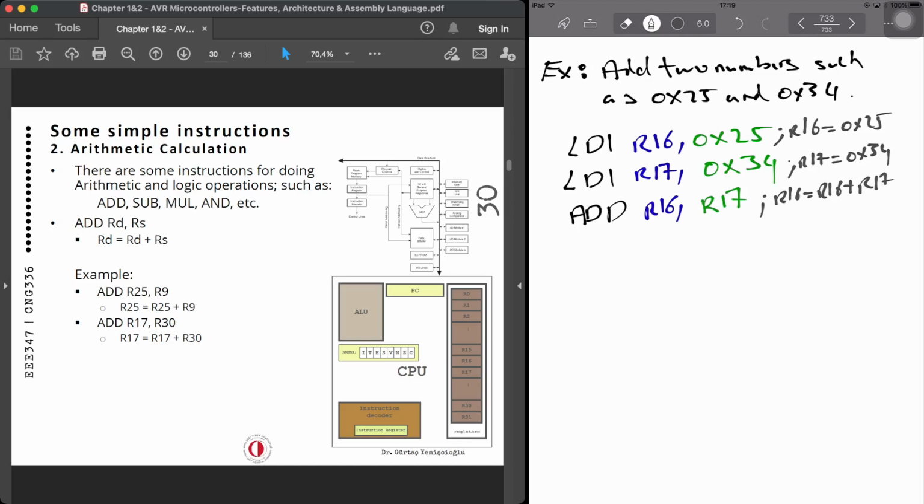We are not adding the registers, we are adding the contents of the registers. So we can say that R16 is going to be 0 hex 25 plus 0 hex 34, which is equal to 0 hex 59. Okay, so that's what that means.